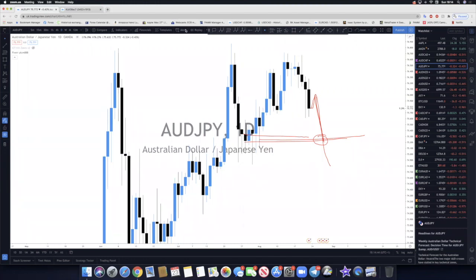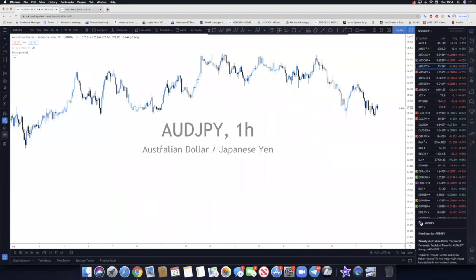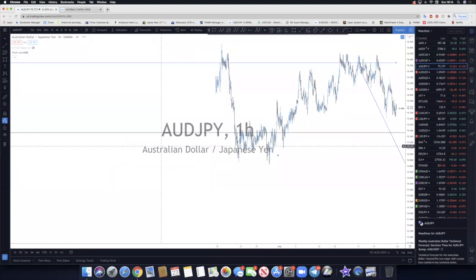So we're on Aussie Yen. I'm looking for downside. I will show you my personal setup. Here it is. You can see that I'm cooking. It's cooking for me personally.